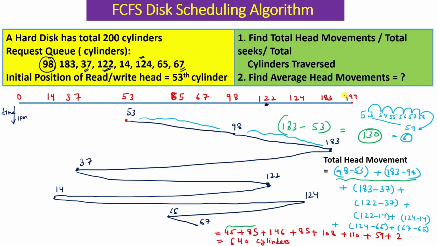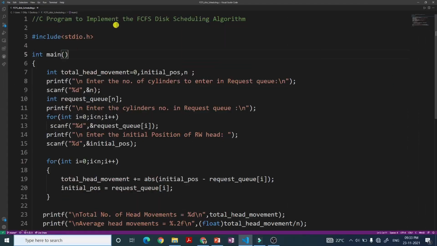Let's see in the C program how we can take the input and how we can print the output. Here you can see we have this C program to implement the FCFS disk scheduling algorithm. In the main function, we have taken input from the user for the total number of cylinders that we want to enter in the request queue, and saved it in the variable n. Then we created a request queue array of size n. Let's say n is 5, that means we will enter 5 cylinders in this request queue.